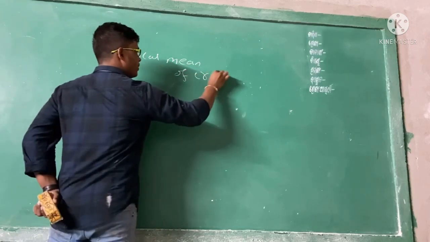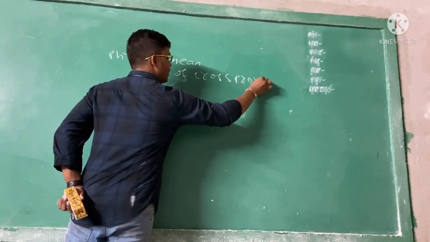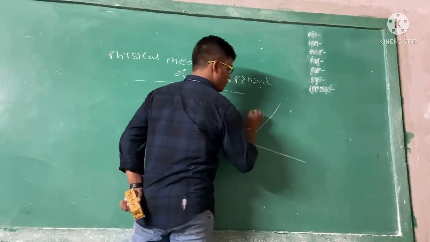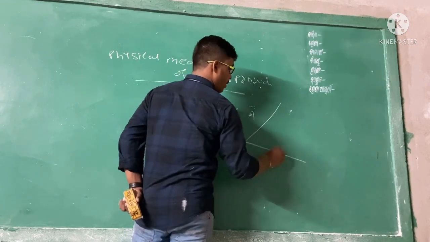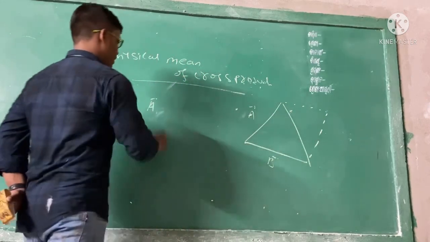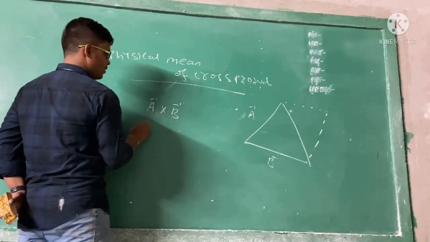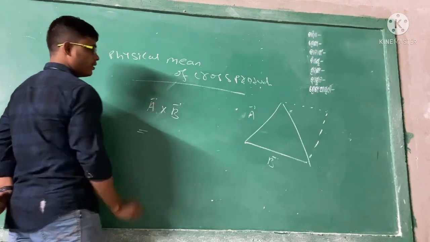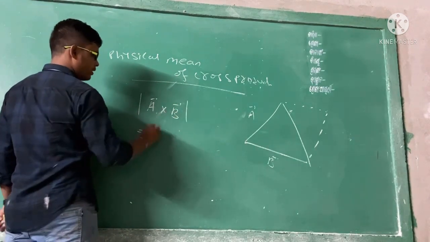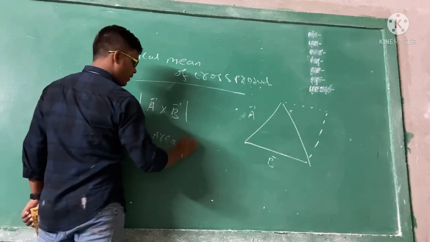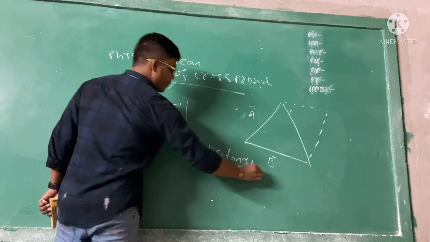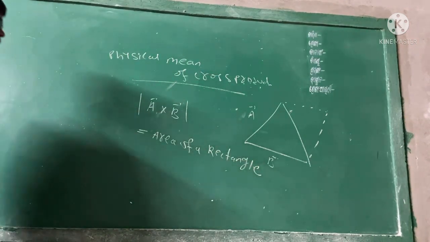Okay, let's discuss another thing shortly, that is the physical meaning of the cross product. The physical meaning of dot is the projection, but what is the physical meaning of the cross product? We have two vectors, a vector and a b vector. Let's draw dotted lines and complete a rectangle. Then the corner side, the diagonal, will give the triangle using the a and b vectors. So what is a cross b? The magnitude of a cross b will give you the area of the rectangle that we completed using the dotted and straight lines.